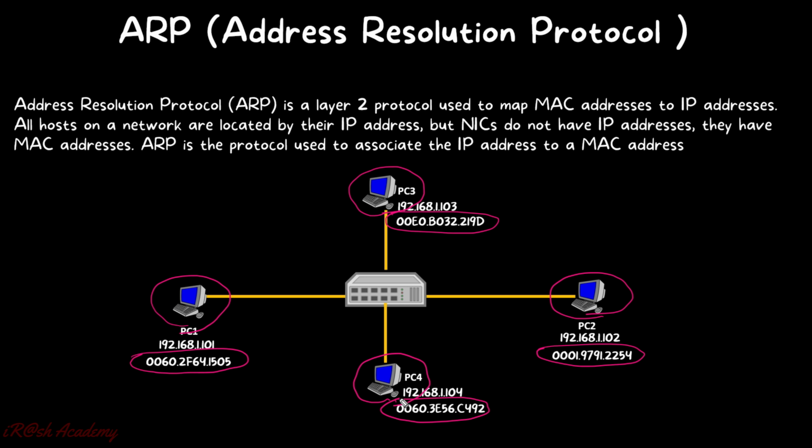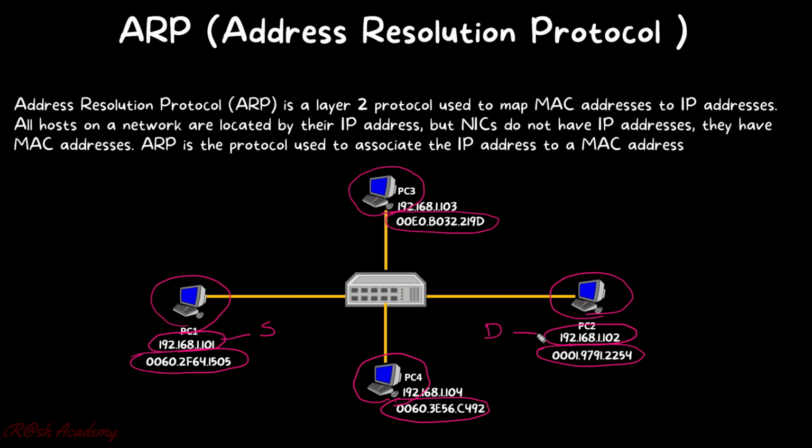Now suppose PC1 with IP address 192.168.1.101 wants to send some traffic to PC2 with IP address 192.168.1.102. So PC1 sends the traffic from the PC1 IP address to the PC2 IP address. When this traffic reaches the interface of the switch, it can understand the source IP address is 192.168.1.101 and the destination IP address is 192.168.1.102.